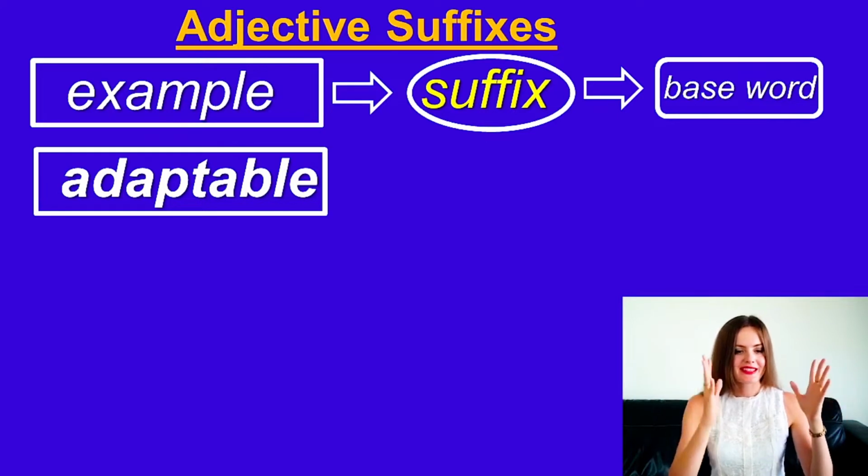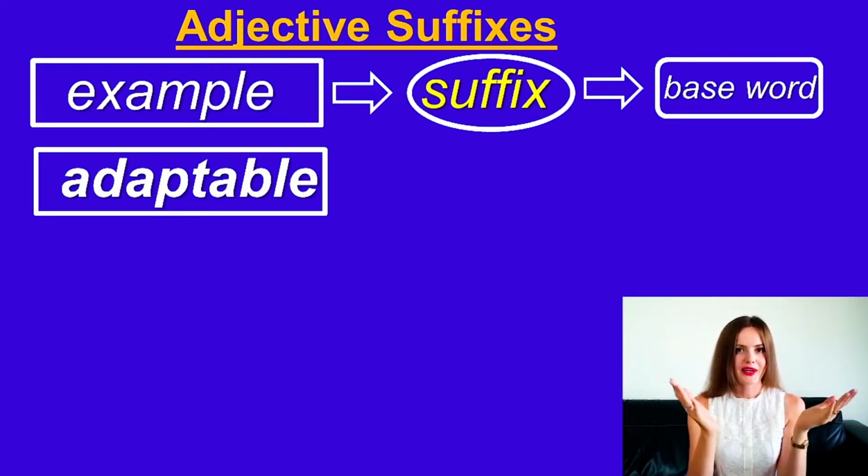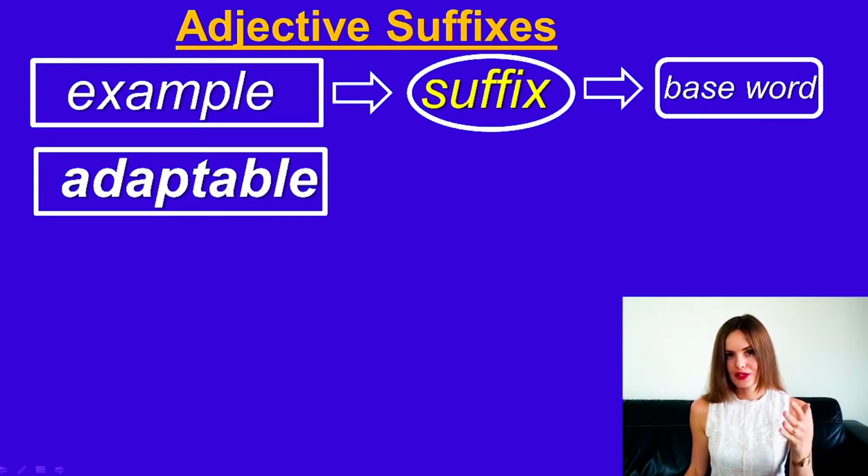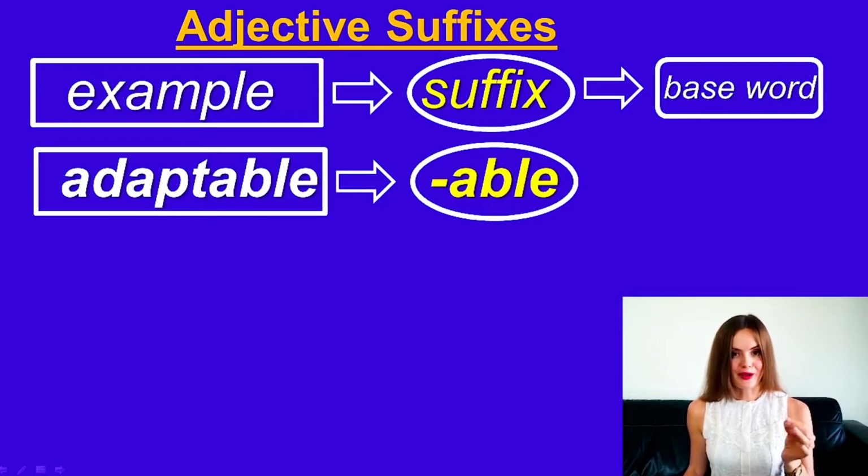Let me tell you first the step-by-step process of how we are going to learn the suffixes. First of all, we are going to read the example, like our word adaptable. Then we will identify the suffix in this word. What do you think the suffix is? Of course, it's able. After you learn that there is a suffix able, right, you can easily identify it in different adjectives. And then, after we found the suffix, we can find, yes, a base word.